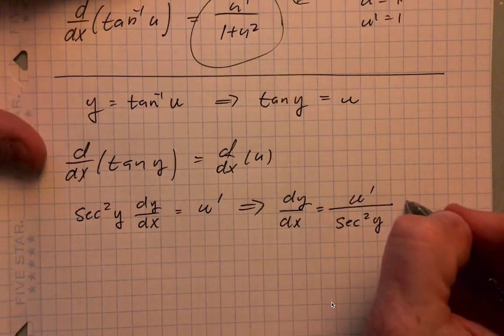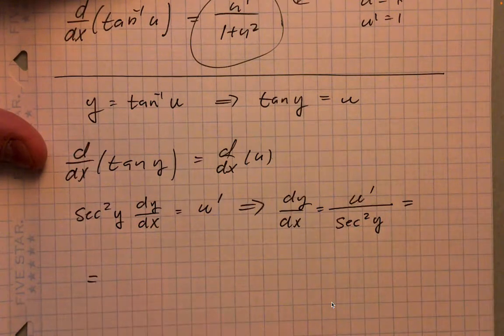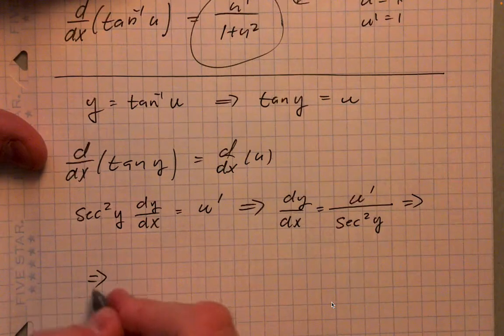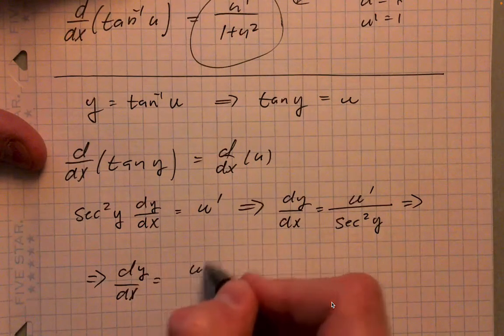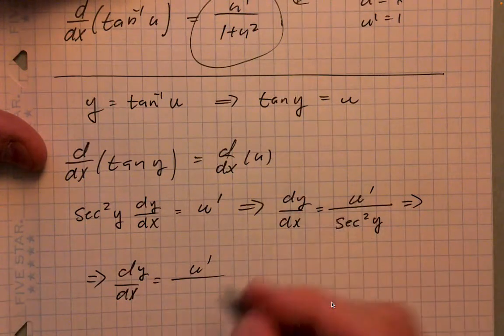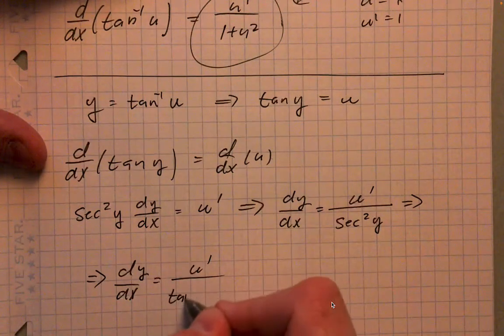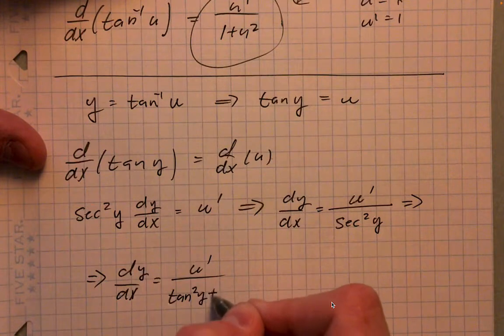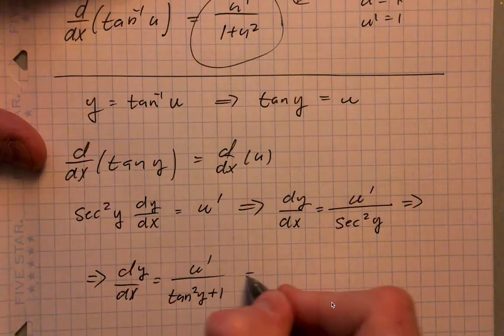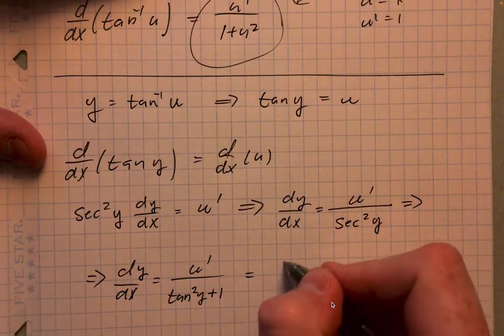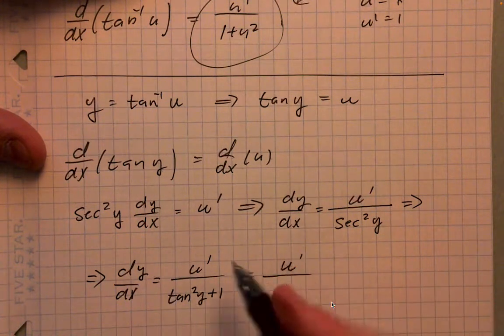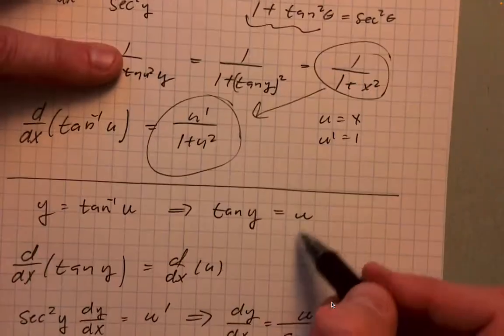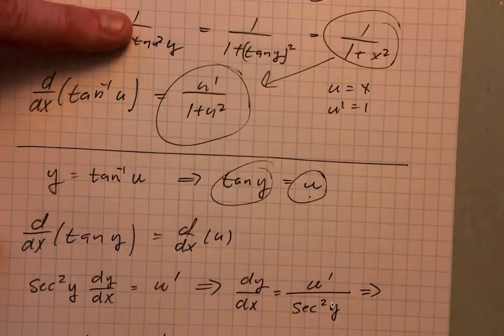Okay, and just like before, let's just bring this down. dy dx will equal u prime over, now instead of secant squared y, let's write it as tangent squared y plus 1. And we just saw before that's equal to, the u prime stays up top, and this is just going to be u squared. So same trick. Here's tangent of y, here's tangent squared, so tangent squared is equal to u squared.